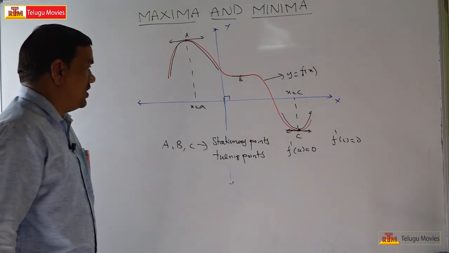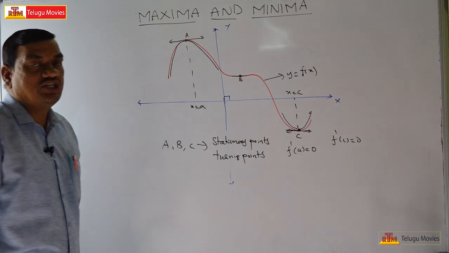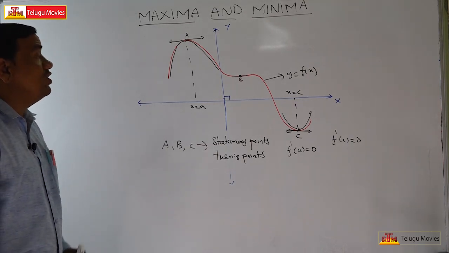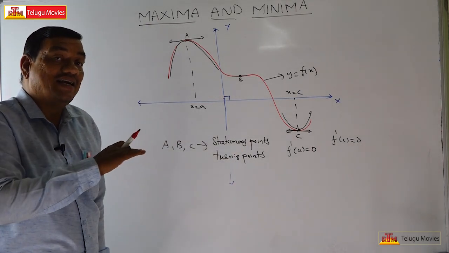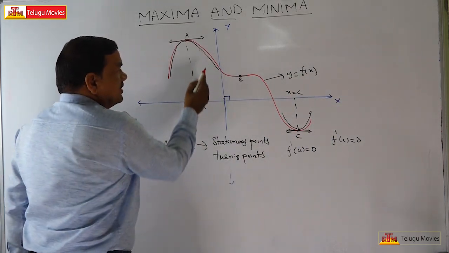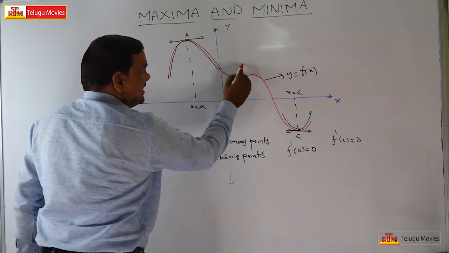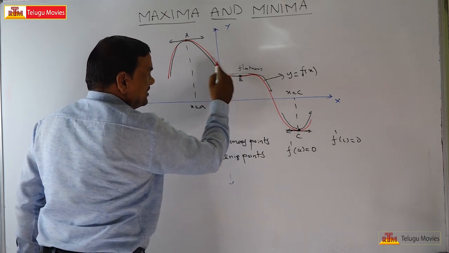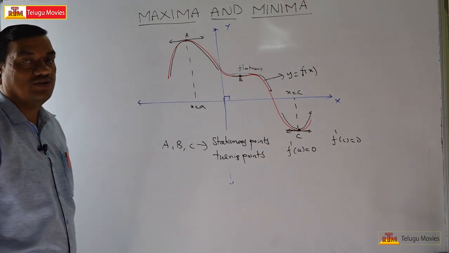Now you may have one doubt. Sir, at B, is it called a stationary point? Yes, it is called a stationary point, even though it does not take a turn. If you observe from left to right, the curve goes on decreasing, there is some flatness, and again it starts decreasing. Understand? So this is also called a stationary point.